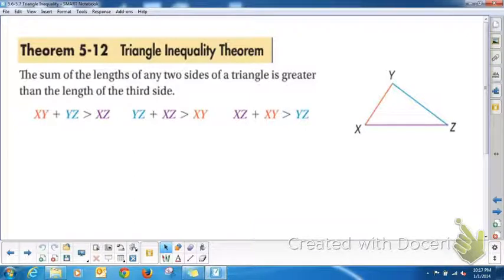If it's equal, it would just lie straight flat on it. We'll explore that in class. But the two smaller sides of a triangle always have to add together to be greater than the largest side. That's really the rule here.